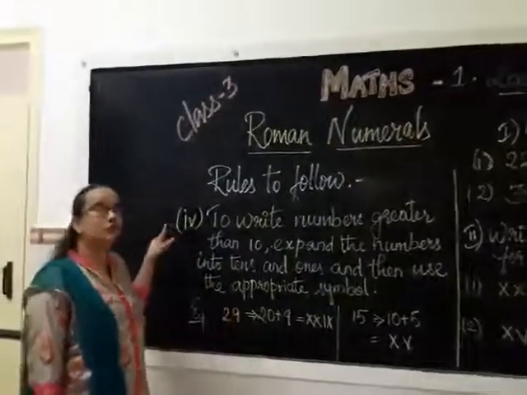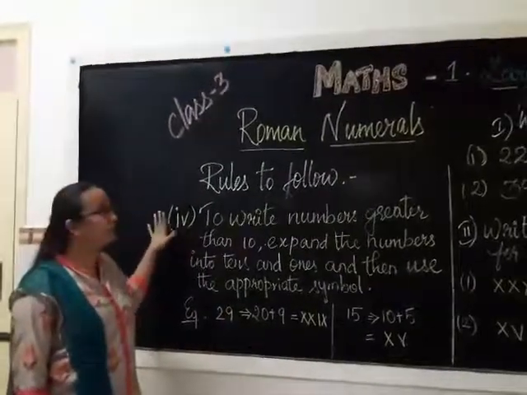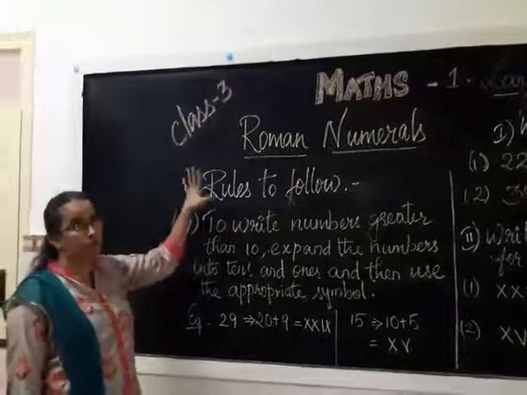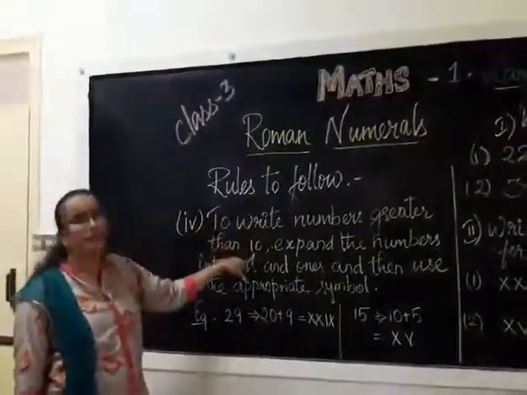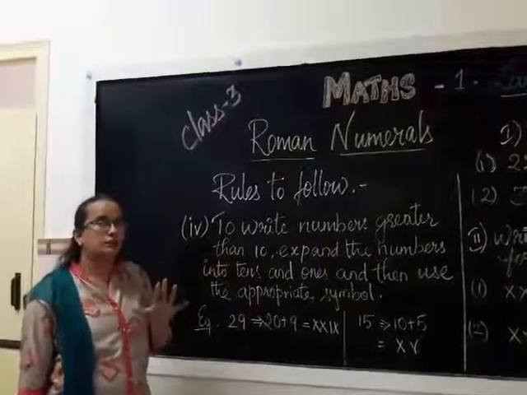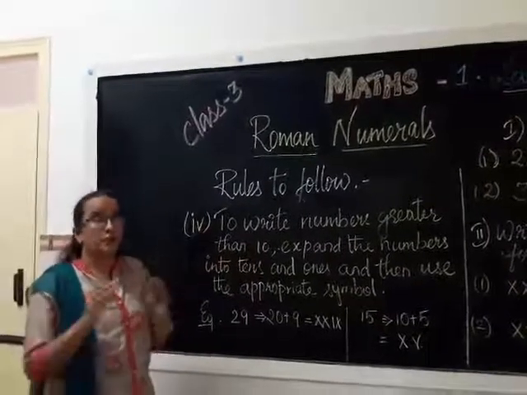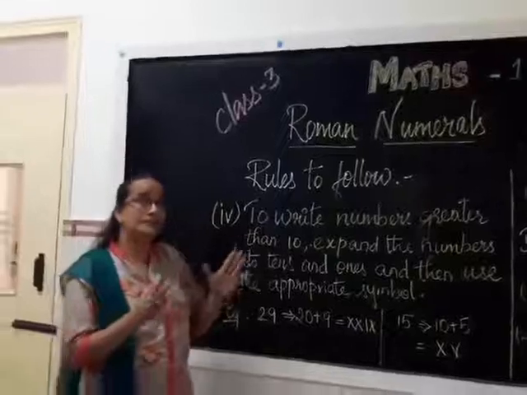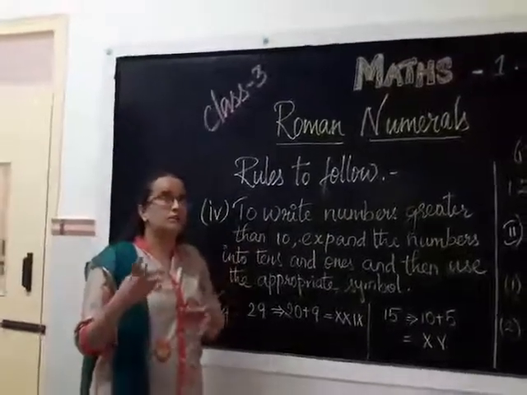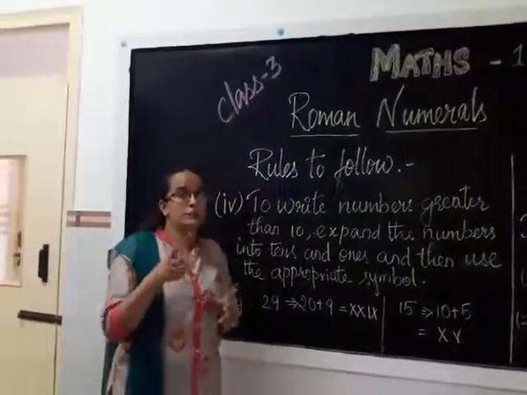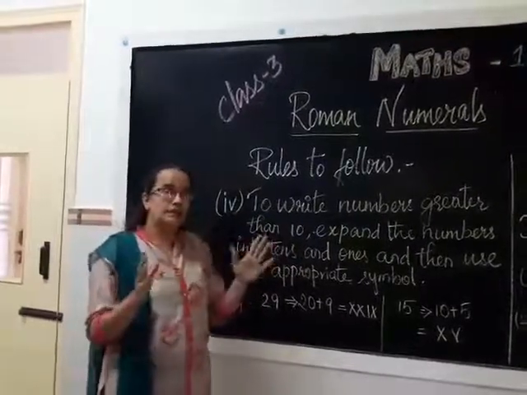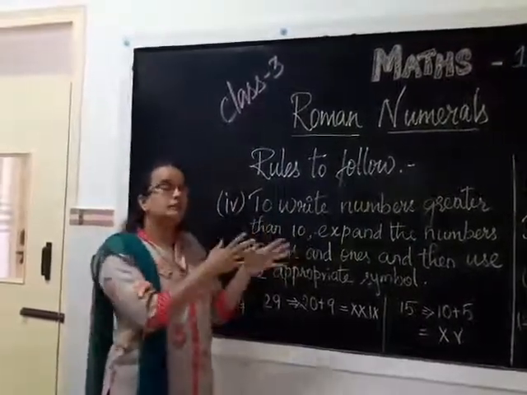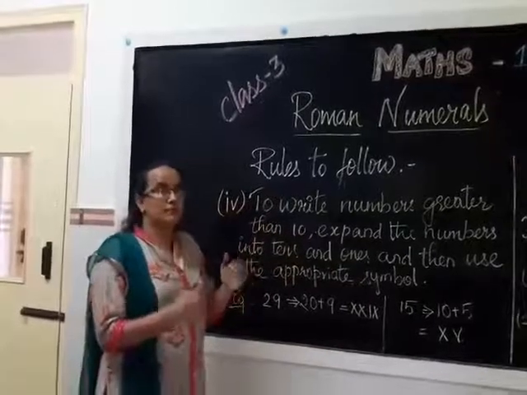Now we are going to see the fourth rule, the last rule for writing Roman numerals. To write numbers greater than 10, you have to expand the numbers as tens and ones. Do you remember that I taught the expansions? So you have to expand the numbers as tens and ones, then write the symbol for the tens place and the ones place.